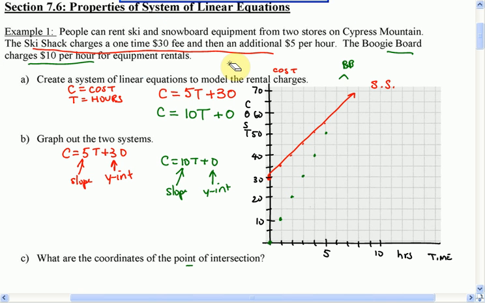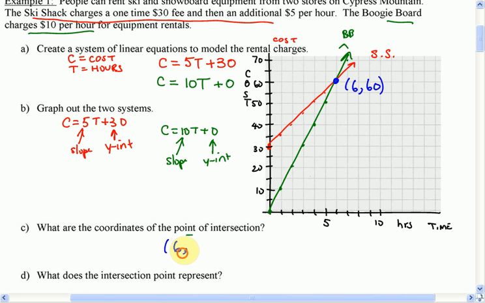Ladies and gentlemen, I'm drawing my lines again because they didn't do a very nice job last time. So once again, I'm drawing my lines. I'm going to put a few more dots, and this looks like a better line. There we go. So the point of intersection is where they intersect, and it looks like it's the point 6 comma 60. So where they intersect, that's the point 6 comma 60.